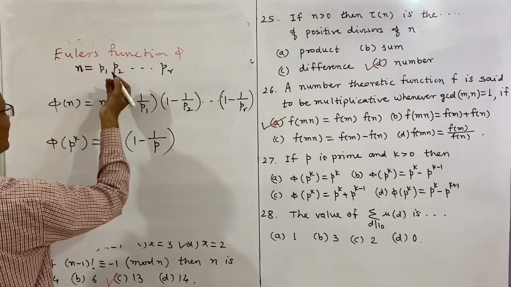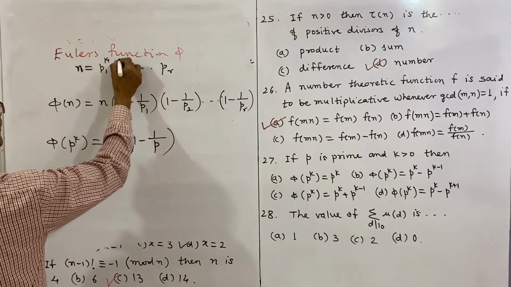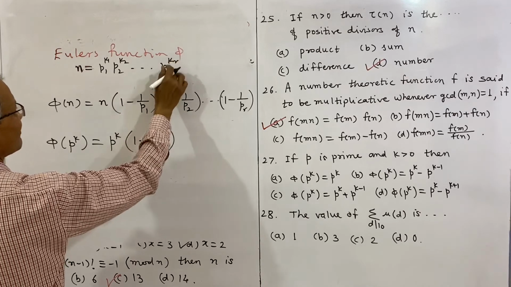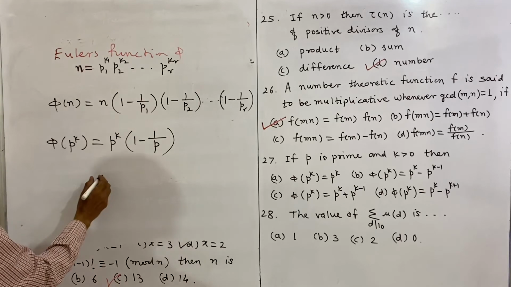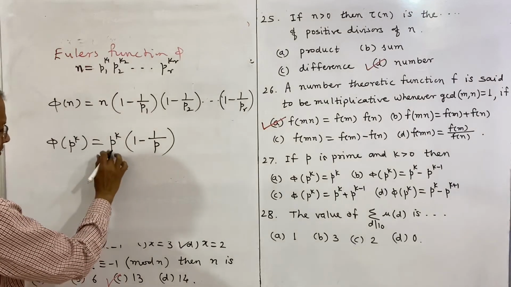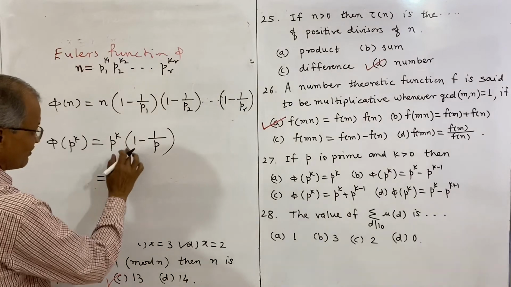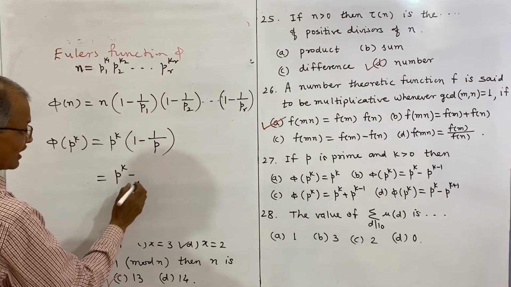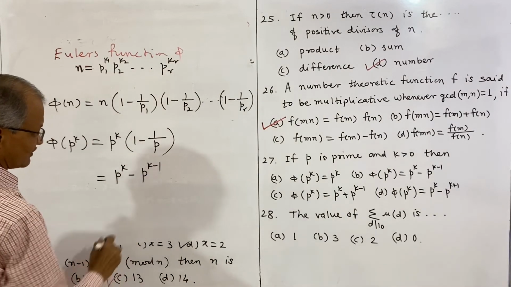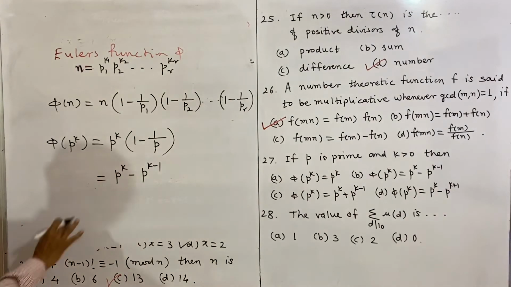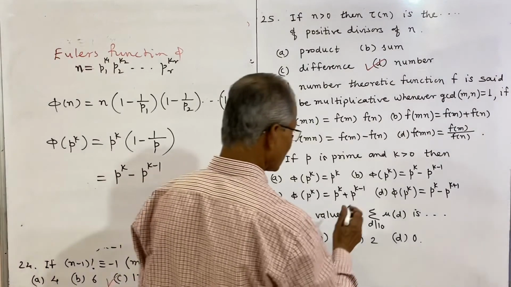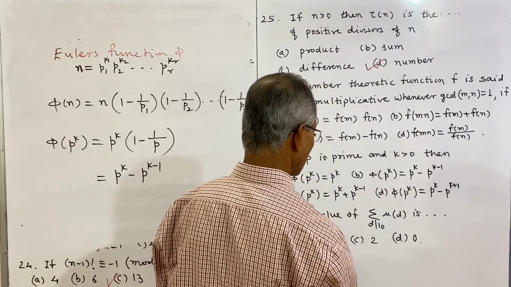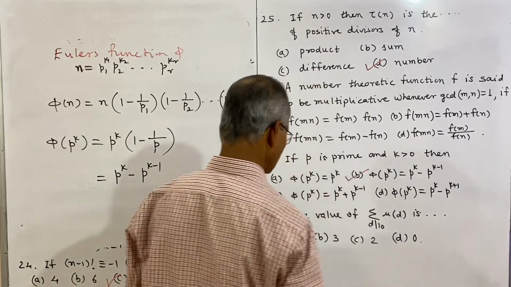If it were considered as p1 power k1, p2 power k2, up to pr power kr, then it would have this expression. But for this result, if you multiply by p power k inside the bracket, it is p power k minus p power k divided by p, which means p power k minus p power k minus 1. So this is the result for Euler's phi function to be remembered, and then you can see the correct alternative is the second, B. B is the correct alternative.